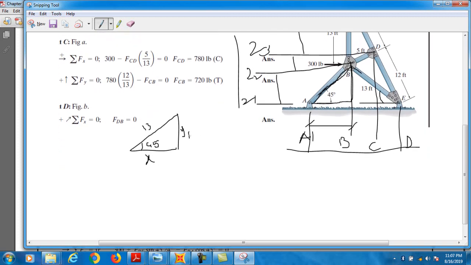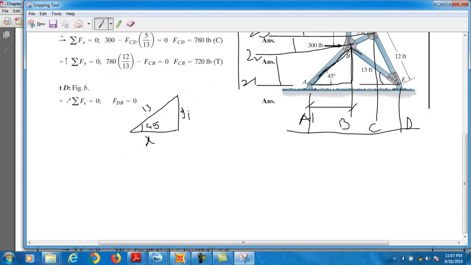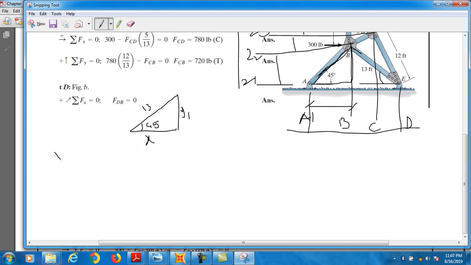How can we calculate it? y1 can be calculated by using the trigonometric ratio: sine 45 equals perpendicular divided by hypotenuse. If you cross multiply, you get y1 equals 13 times sine 45. This will give you the value of y1, and similarly x1 will be determined by 13 cos 45. Clear?